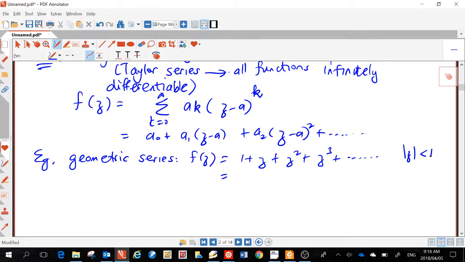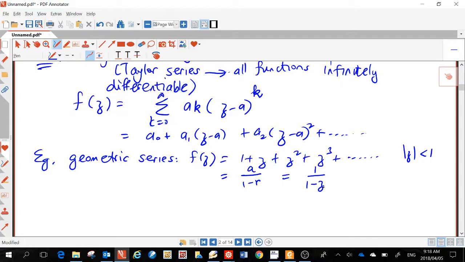Sum to infinity. What's the formula for the sum to infinity of a geometric series? Isn't it a over 1 minus r? a is the first term, the ratio is z here. So 1 over 1 minus z. So the expression 1 over 1 minus z can be written out as a Taylor series like that.